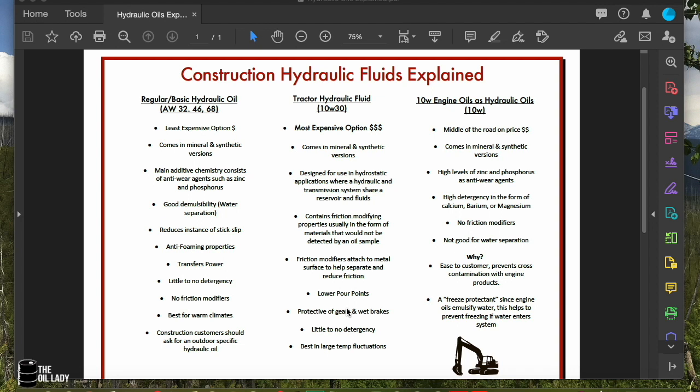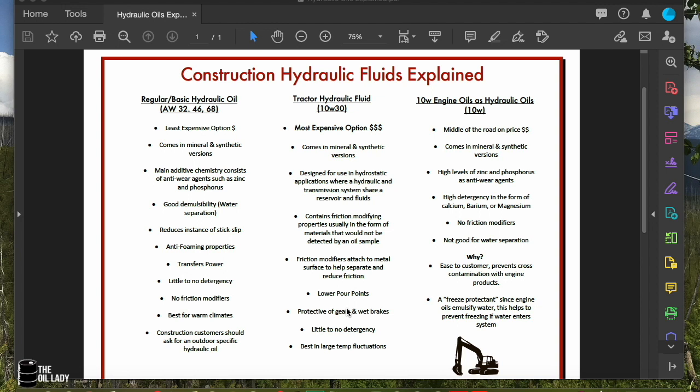Your main additive chemistry is going to look different than an engine oil. It's going to have your anti-wear agents, which we've talked about before, which is your zinc and your phosphorus, unless, of course, you are using a zinc-free version, which a lot of job sites that have environmental needs will call for. But in this case, basic hydraulic oil, zinc and phosphorus.